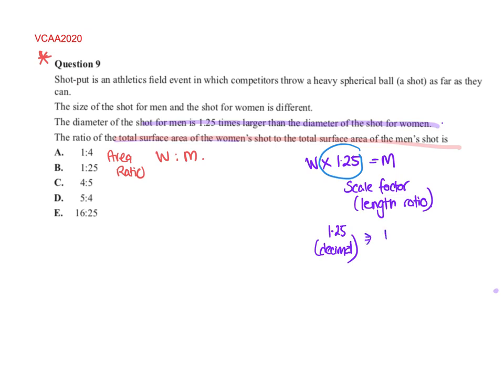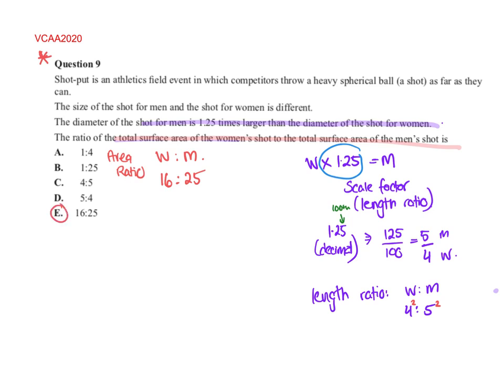So what I'm going to do is I'm going to say it's like 125 over 100. So because this is the hundredths, I put it over 100. And then that simplifies down to 5 over 4. So really, this would be the men's and this would be the women's. So if I have the length ratio, if I wrote it in terms of women to men, I'd have 4 to 5. Now when we want to get the area, we square them, so I end up with 16 to 25.